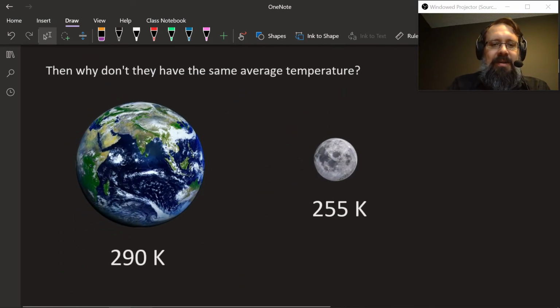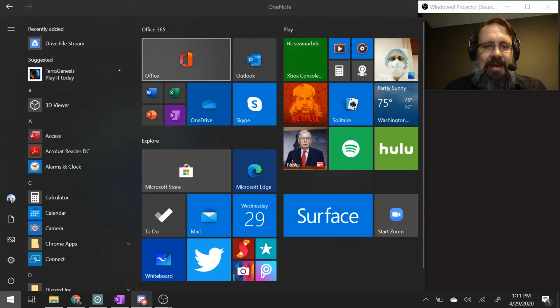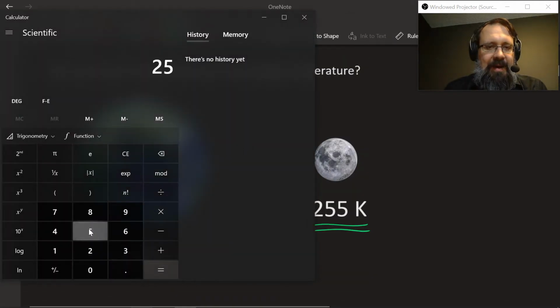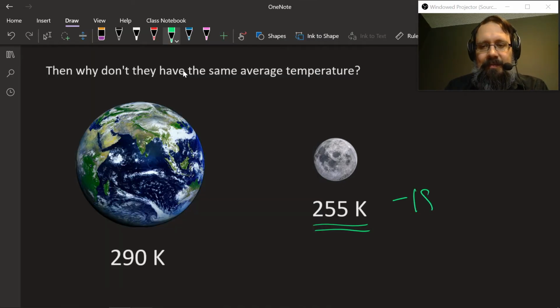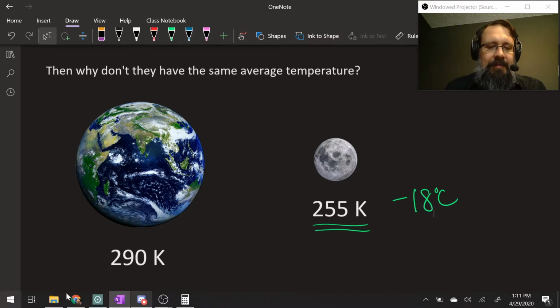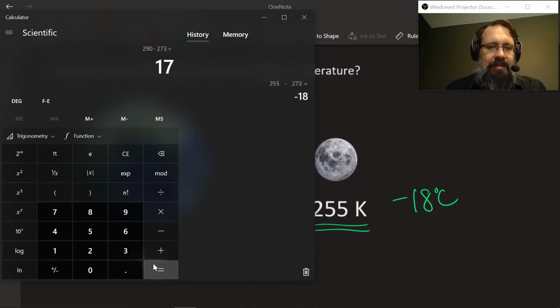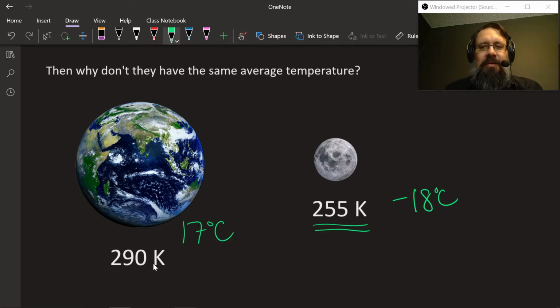But then here's what's weird. We do not have the same average temperature as the moon. The moon has an average temperature of 255 Kelvin. If you want to convert that into Celsius, we just have to subtract 273. Let me load my calculator. So if I take 255 minus 273, we get negative 18 Celsius. And then if we do the same thing for the Earth's temperature, 290 minus 273, we get 17 degrees Celsius. So the average temperature on Earth is 17 degrees Celsius, but the average temperature on the moon is way below zero. So what's the discrepancy here?